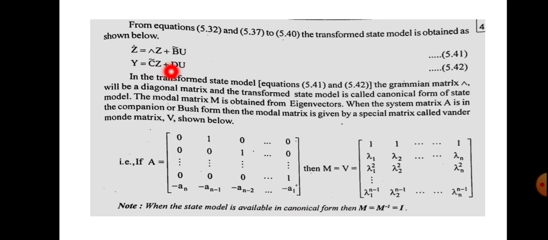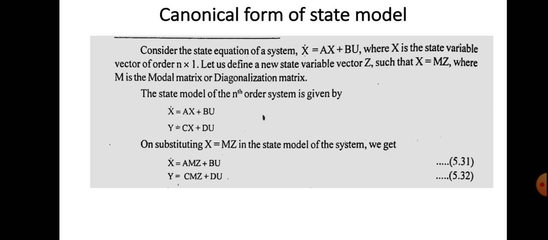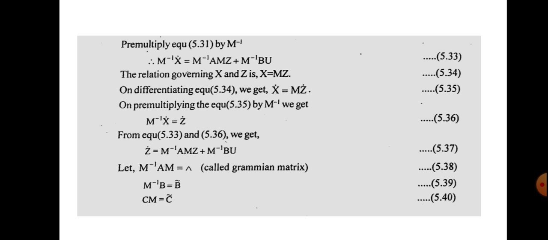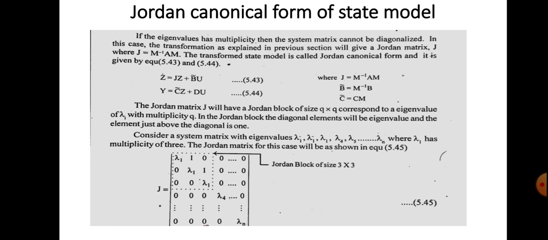So this is the equation corresponding to the canonical model, and how do you get this? You get it from the transformation. Here the transformation used is x equal to Mz, and you get the model matrix by this method when the eigenvalues are distinct. There is another case, when there is a multiplicity of eigenvalues, which we will discuss next. In that case, when you make the substitution, we will get a Jordan canonical form of the state model. So let us see the discussion.